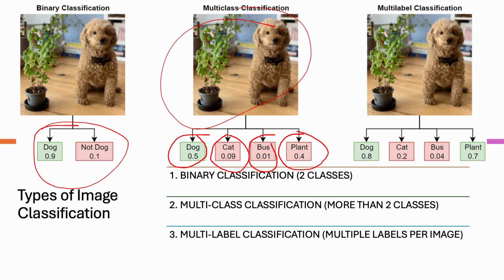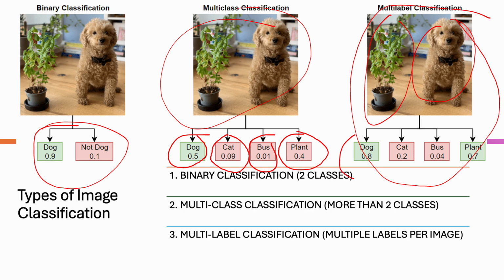Then the third one is multi-label classification. In this case, an image can have multiple labels. For example, a picture of a beach might be labeled as sun, sand, and ocean. And for this example, you see in this image we have a dog and a plant. So when we give this image to the classification model, it gives us two labels. One, it sees a dog in this picture, and the second one, it sees a plant in this picture. So these are the main three types of image classification.